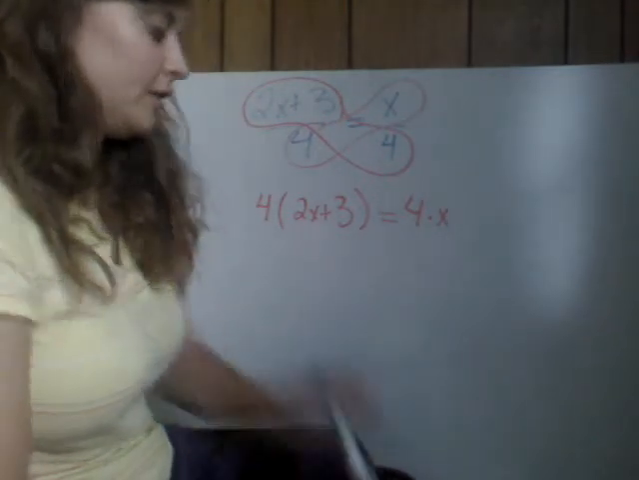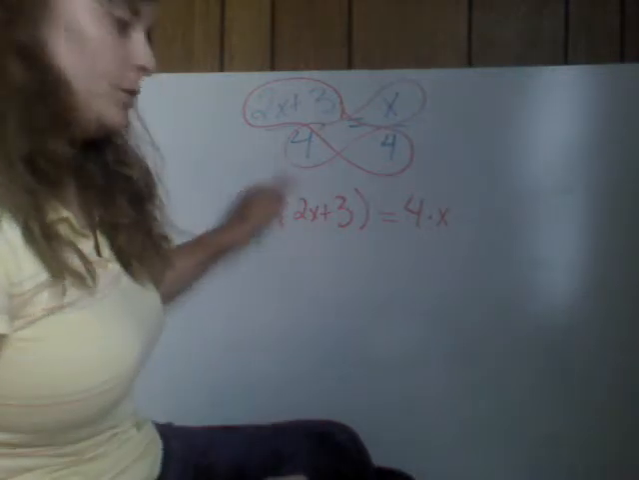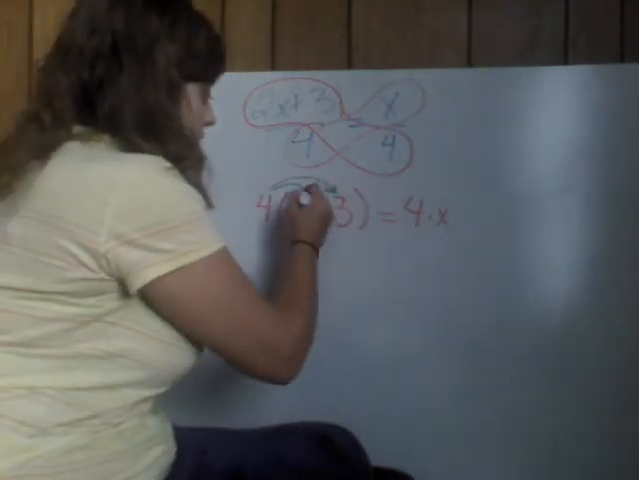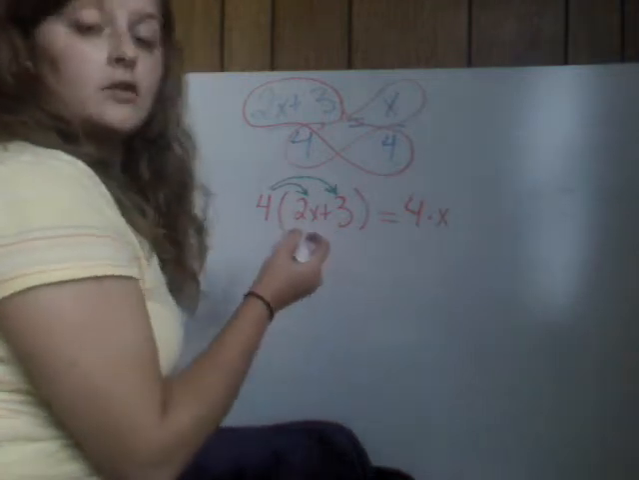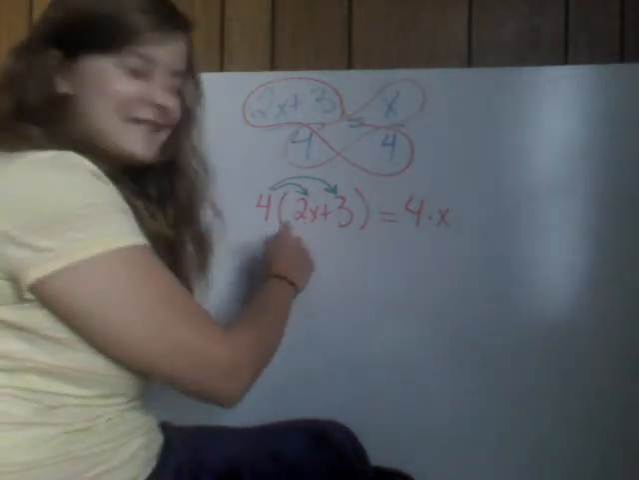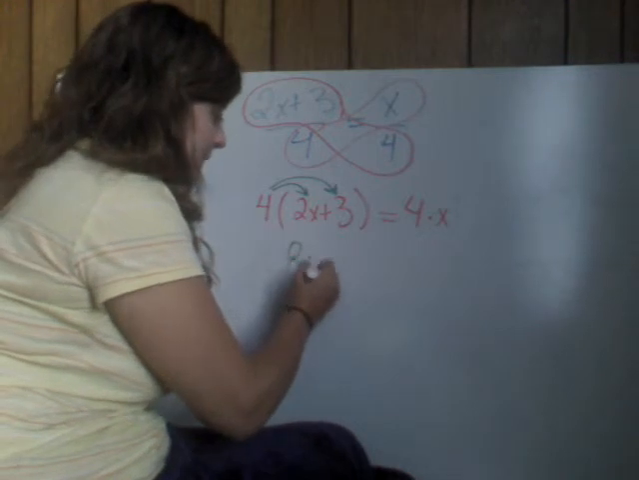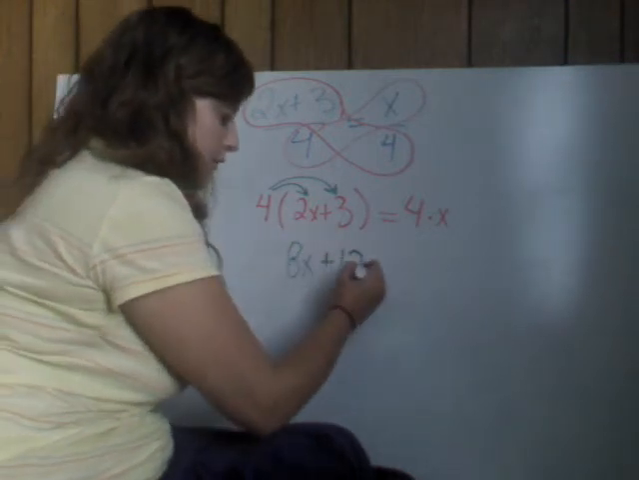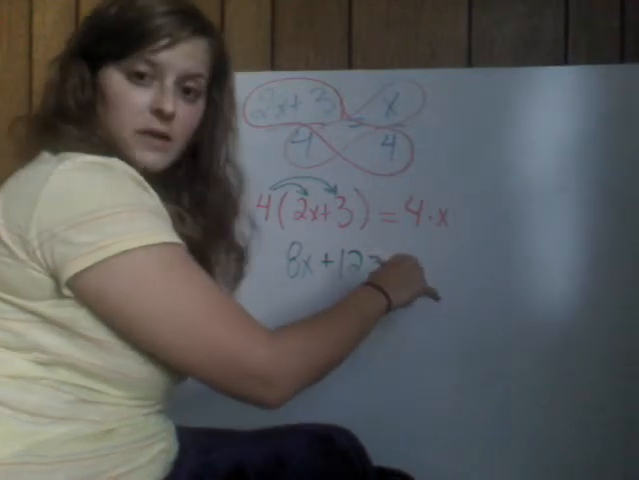Okay, so I need another color. Here we go, green. So I'm going to distribute my 4 into my parentheses here. There's a car alarm going off outside. So I've got 4 times 2x, which is 8x, plus 4 times 3, which is 12, is equal to 4 times x, which is 4x.